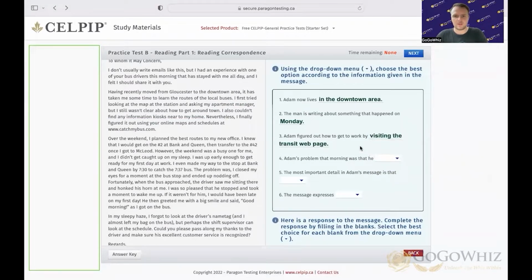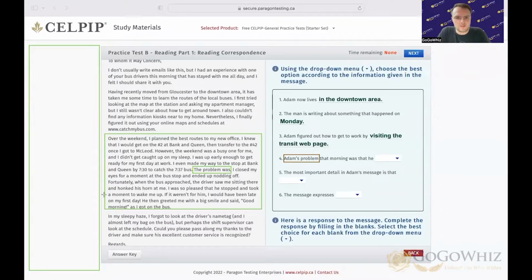All right. Number 4, Adam's problem that morning was that he, all right. Keywords, what are our keywords here? Definitely would say that Adam's problem is going to be the biggest thing. We're trying to figure out what Adam's problem is. Okay. If you read it thoroughly or read it well, you would find that the correct answer is going to be in this big paragraph again. Okay, more specifically in the middle. All right. And it actually even says here, the problem was. So lucky us, it even says the word problem here.